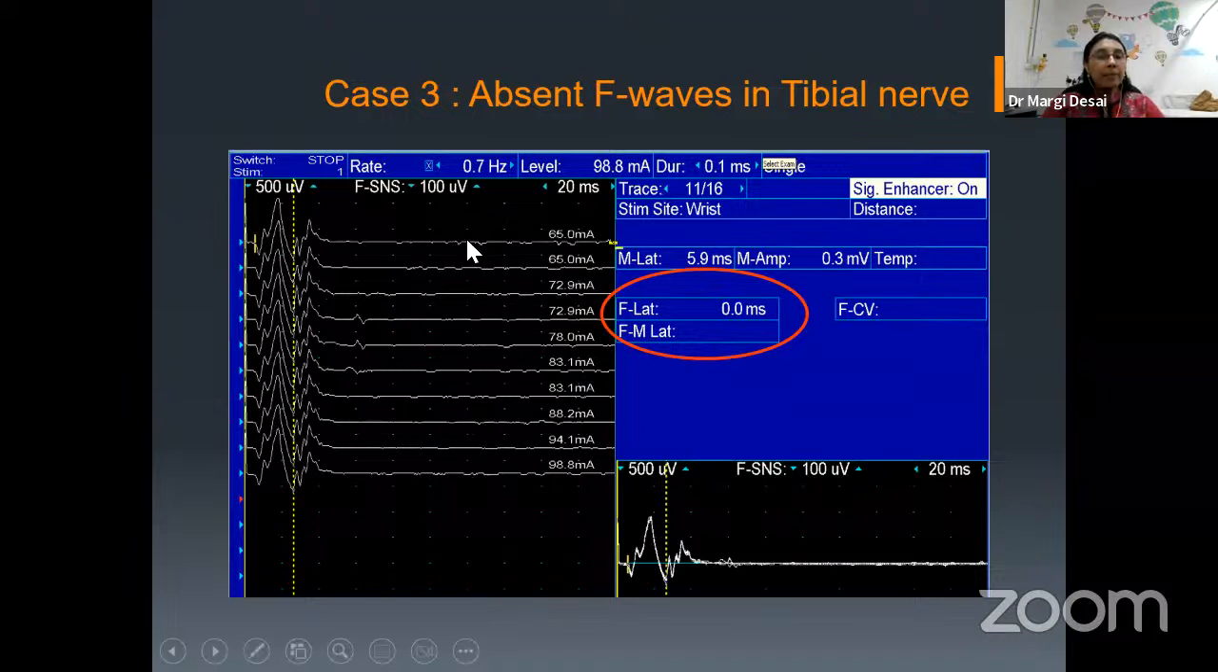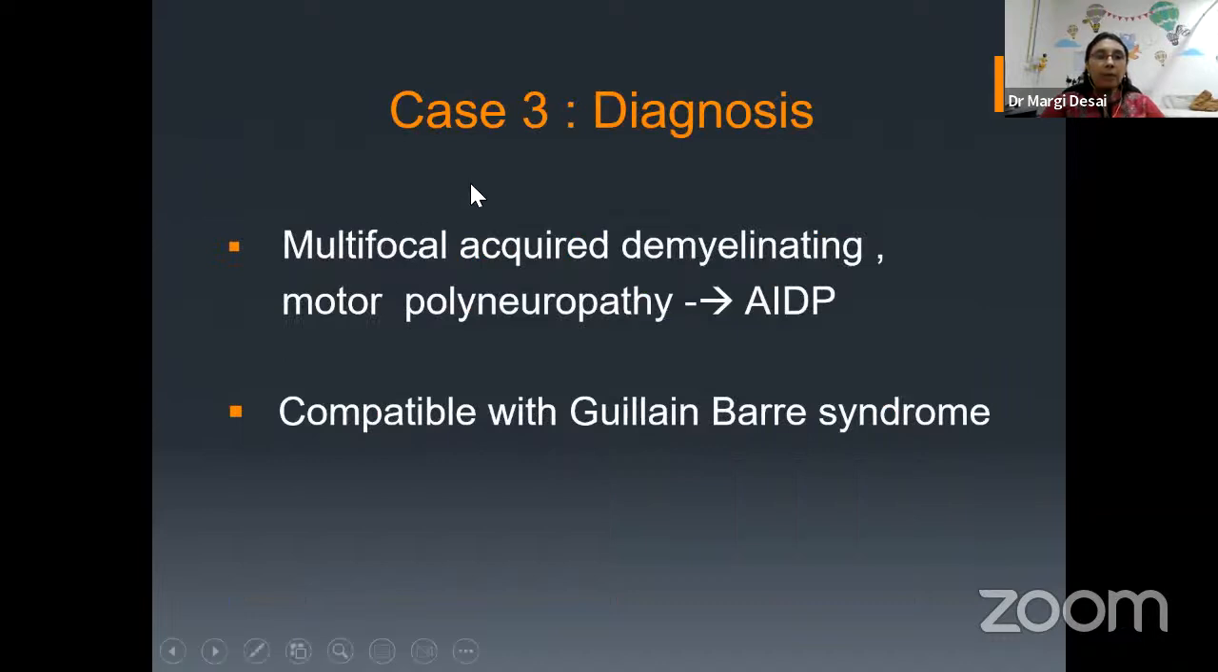F waves were absent in the tibial nerve. So I had mentioned earlier that absent F wave is often the first abnormality in Guillain-Barré syndrome. So therefore, the diagnosis in our patient is an acquired demyelinating motor polyneuropathy, which is known as AIDP, acute inflammatory demyelinating polyneuropathy, clinically known as Guillain-Barré syndrome.